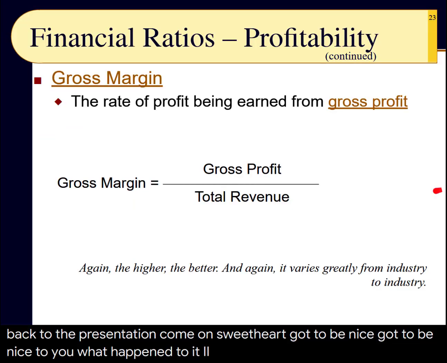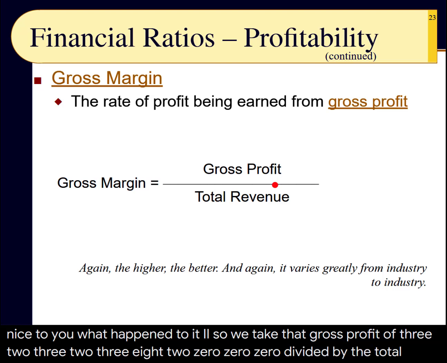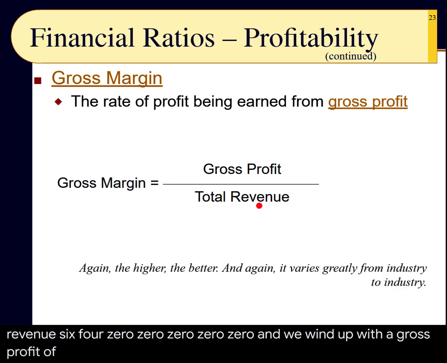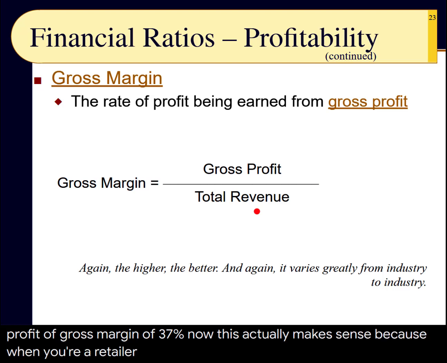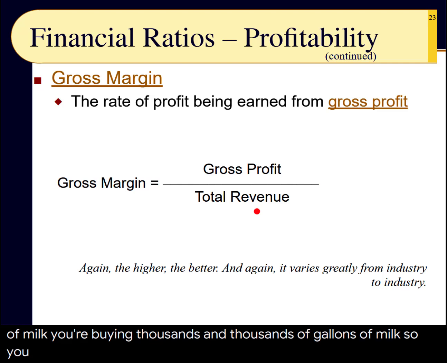So we take that gross profit of 2,382,000 divided by the total revenue of 6,400,000, and we wind up with a gross margin of 37%. Now, this actually makes sense because when you're a retailer, you are buying, not a couple of gallons of milk, you're buying thousands and thousands of gallons of milk. So you get a tremendous discount compared to a retail customer.